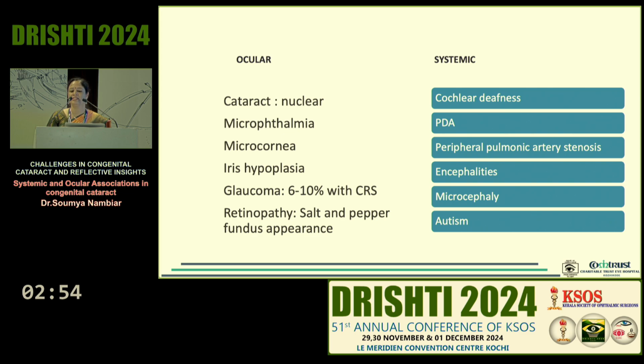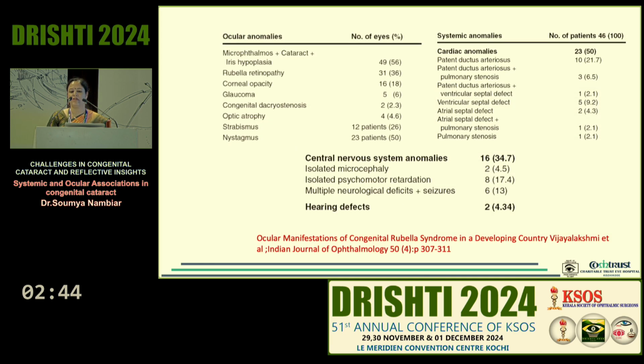Systemically, always look for deafness, a heart anomaly, which is most commonly a patent ductus arteriosus, and peripheral pulmonary artery stenosis. You can have encephalitis, microcephaly, and autism. So this was a paper by Vijayalakshmi et al., wherein they showed that most commonly in these kids with rubella, microphthalmia, cataract, and iris hypoplasia occur. And systemically, most often you see the patent ductus arteriosus.